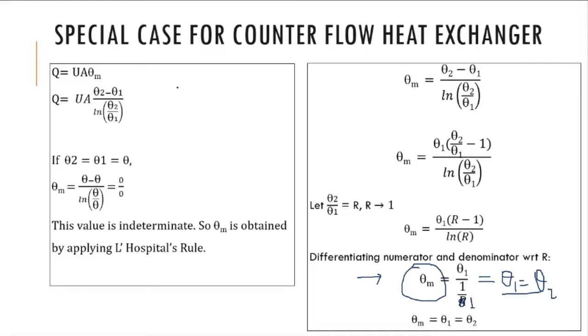Now see the logical explanation of the same condition. Here, on this side the temperature difference is theta 1. On the other side the temperature difference is theta 2. Both the temperature differences are the same, so we can write that as theta and theta.